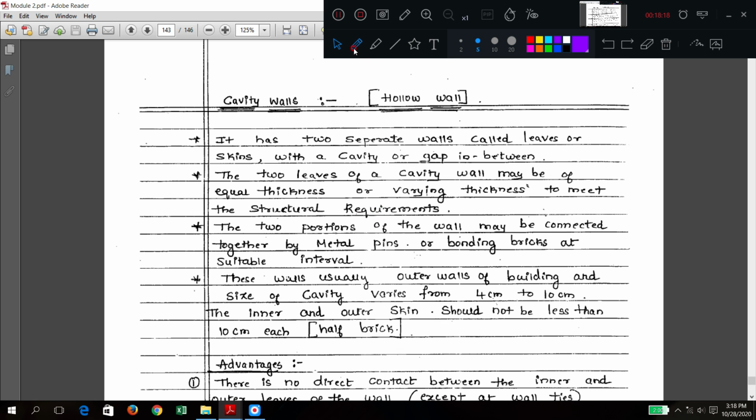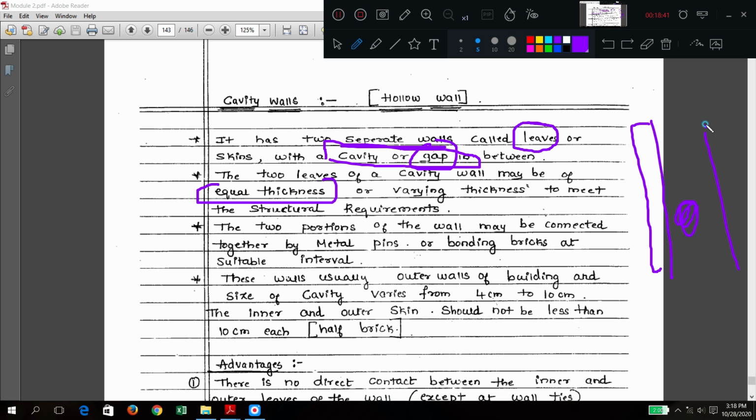There are two separate walls, we call them leaves. At the center there is a gap or cavity. Generally they are of equal thickness, this side and this side both, for what reason? To act as a structural unit. They are joined by metal pins.